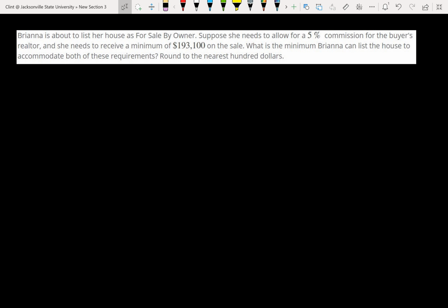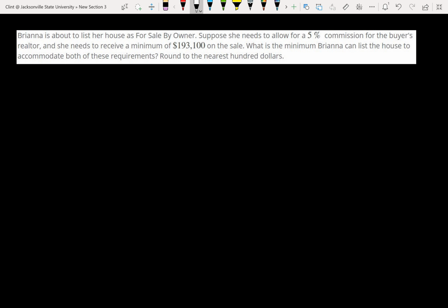So on this one, we've got someone that's selling a house, and the buyer's realtor is going to get a 5% commission. But the thing here is that the person selling the house needs to end up with $193,100 in their pocket. So she's trying to figure out how much she's going to sell the house for so that the buyer's realtor can get her commission and she can still end up with $193,100.